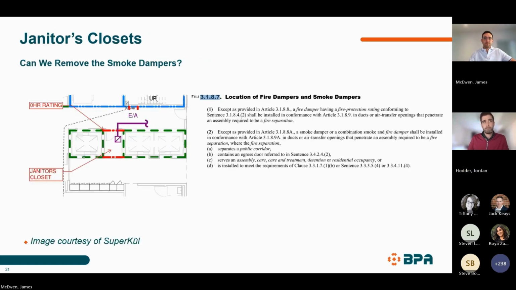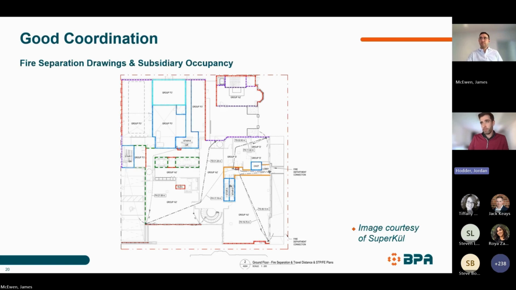Next slide. Oh, sorry. If you want to go back one, this is time for a poll. If we poll number 3, I believe, Tiffany. Perfect. Thank you. So on your projects, how often are public corridors and occupancy types clearly identified on life safety drawings? Curious what the responses here are.